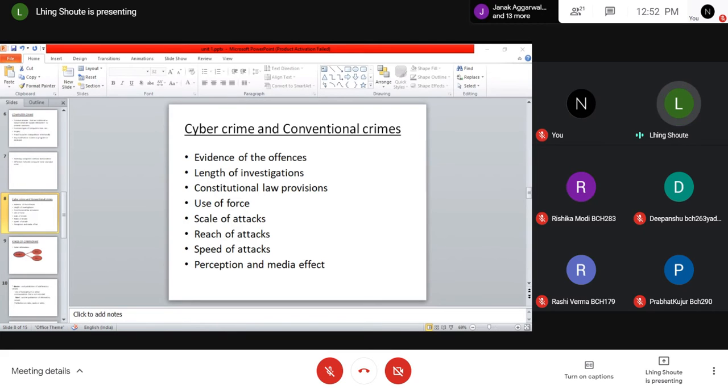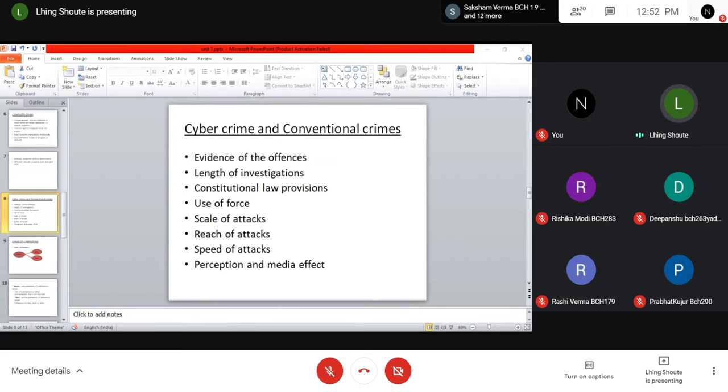So the scale of attack and the reach of attack is very high in case of cyber crime. Okay, and the speed of attack is also at machine speed. Like I said, a simple virus, a simple software or malware can be uploaded within a second, and if it is uploaded to the financial security system, then it will attack the financial system within a second.